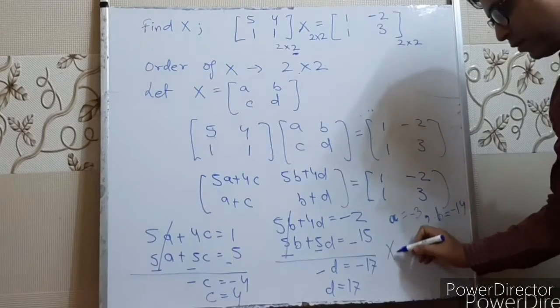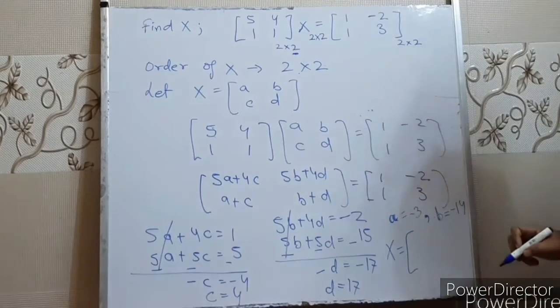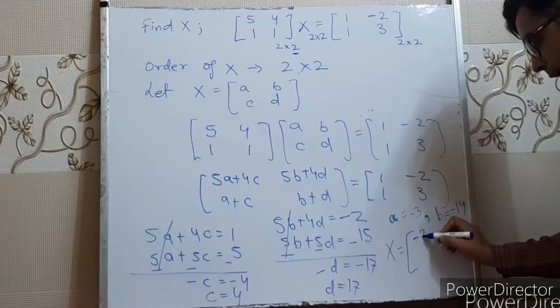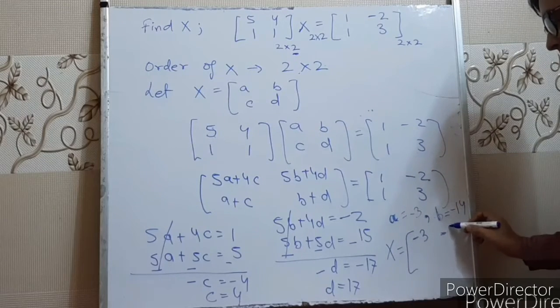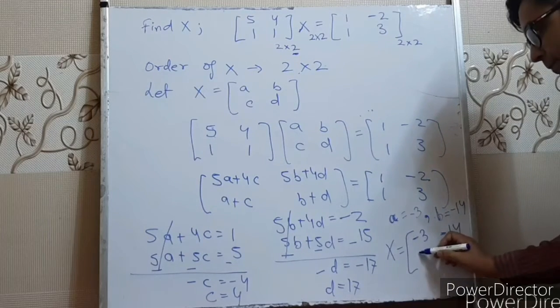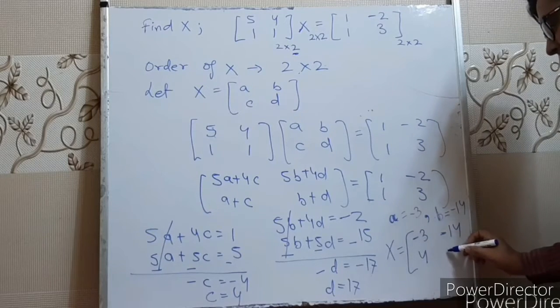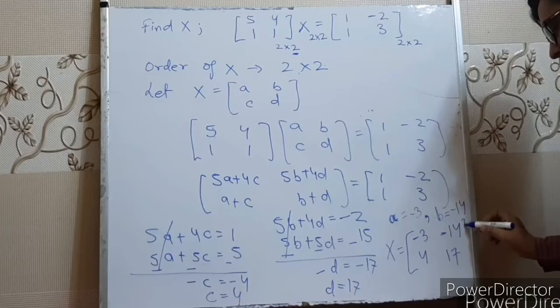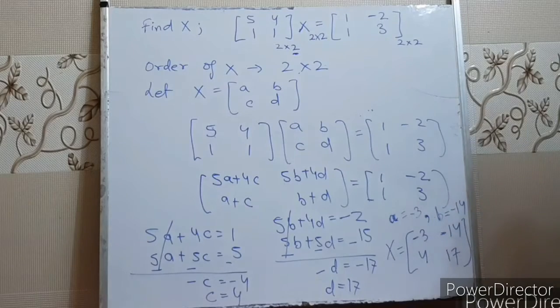So the matrix X will be A minus 3, B minus 14, C 4 and D 17. Understood, children? Note down please.